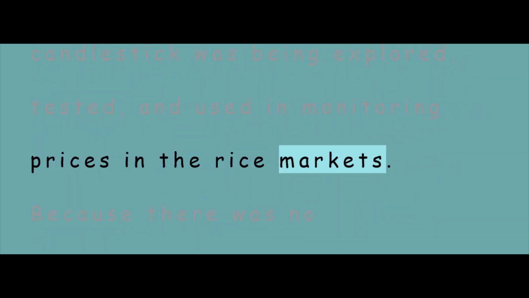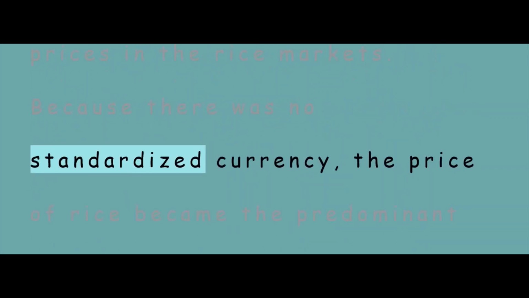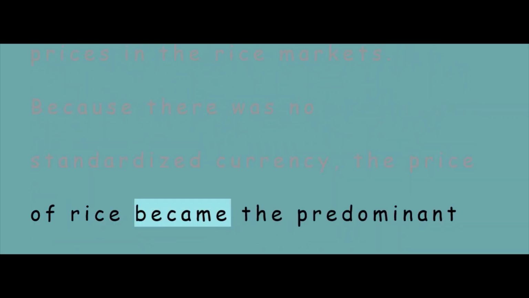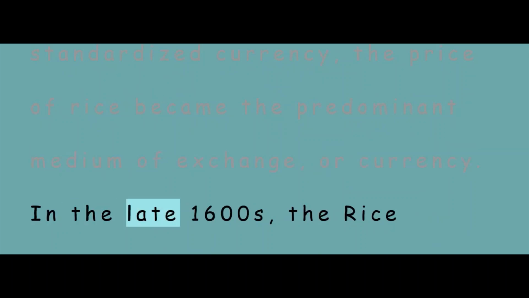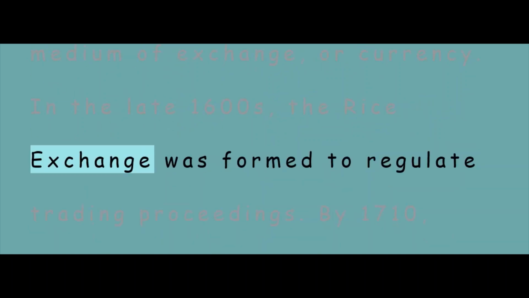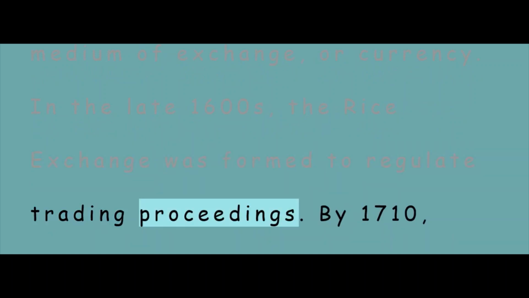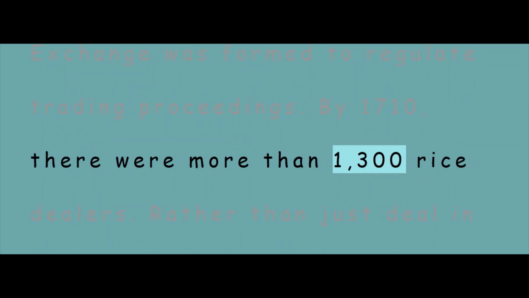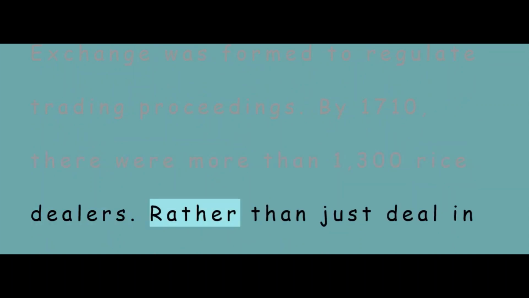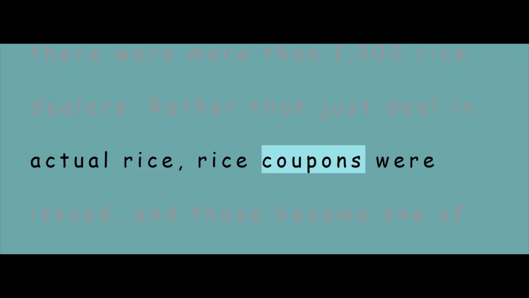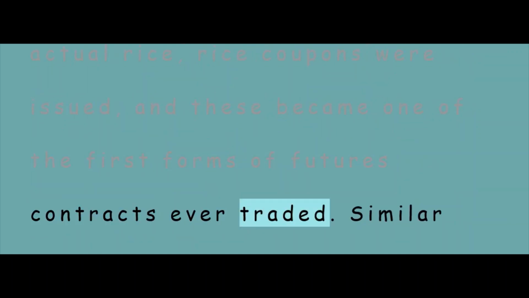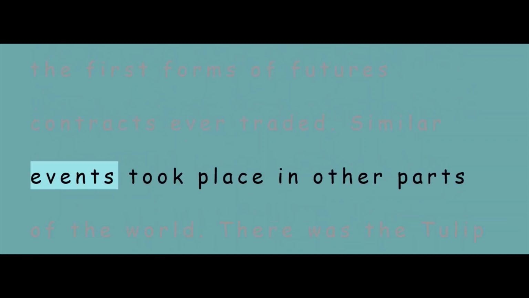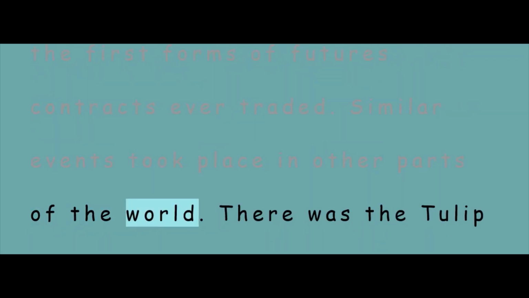in the rice markets. Because there was no standardized currency, the price of rice became the predominant medium of exchange, or currency. In the late 1600s, the rice exchange was formed to regulate trading proceedings. By 1710, there were more than 1,300 rice dealers. Rather than just deal in actual rice, coupons were issued, and these became one of the first forms of futures contracts ever traded. Similar events took place in other parts of the world.